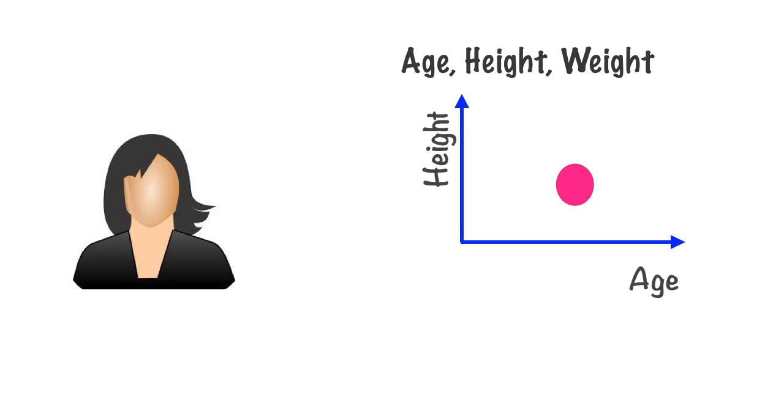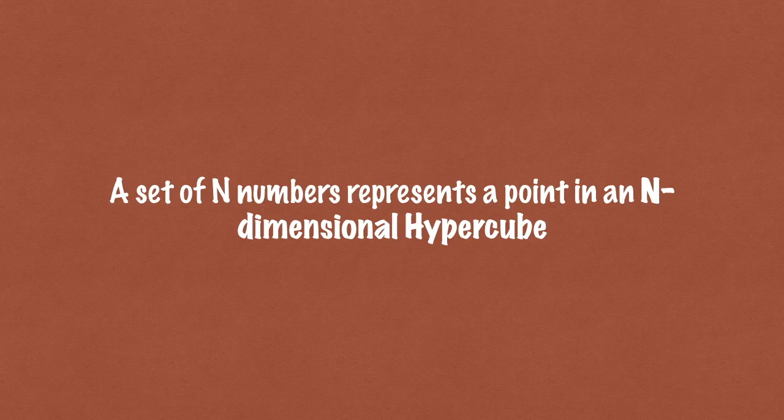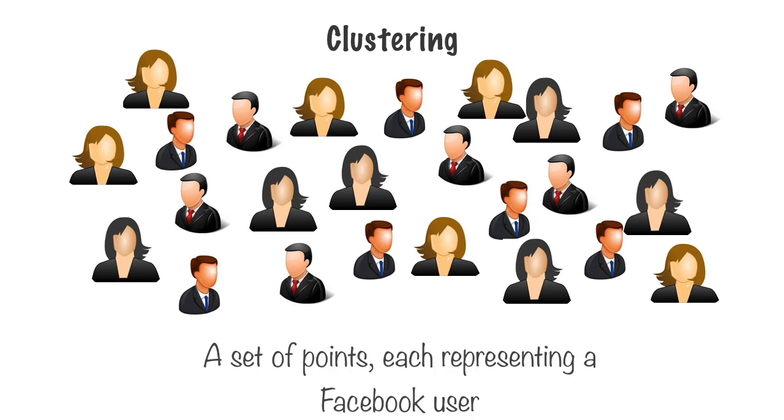If you add in a third attribute, that is the weight of a person, then you go to three dimensions. A point in this 3D space accounts for the height, weight, and age of the person that you want to represent. You can extend this to n attributes. Each of these attributes will be denoted by a number, and these n numbers will represent a point in an n dimensional hypercube.